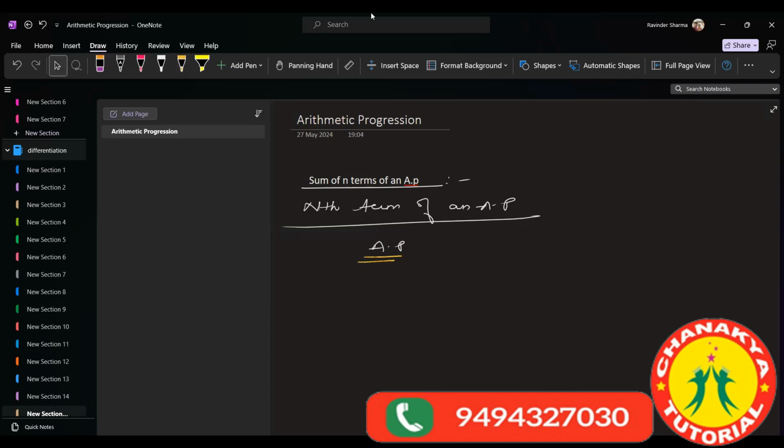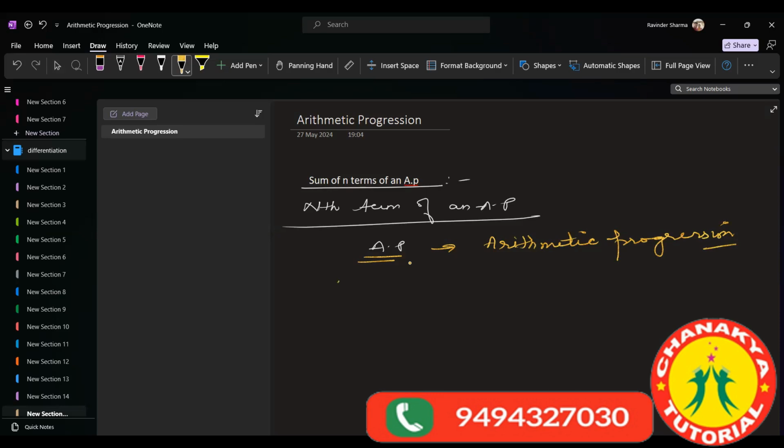Yes, Abhinav, tell me what is an AP? Arithmetic progression, right? How can you identify that a given series is an AP? Ma'am, if the numbers in the sequence have the same common difference. Same common difference. Yes.